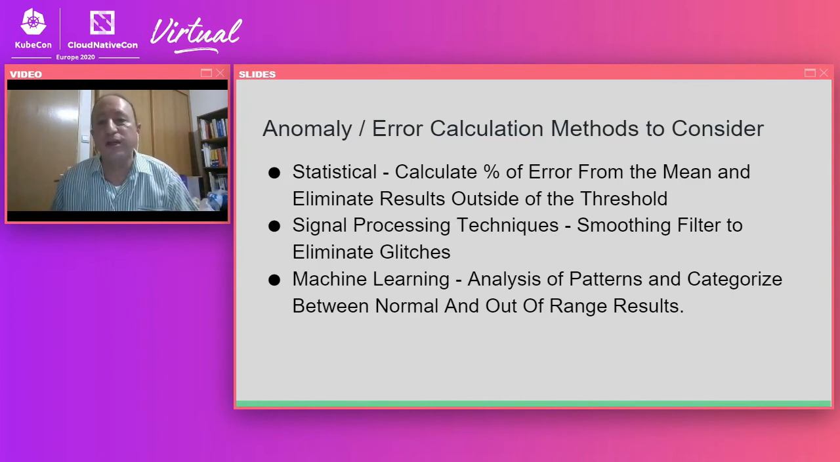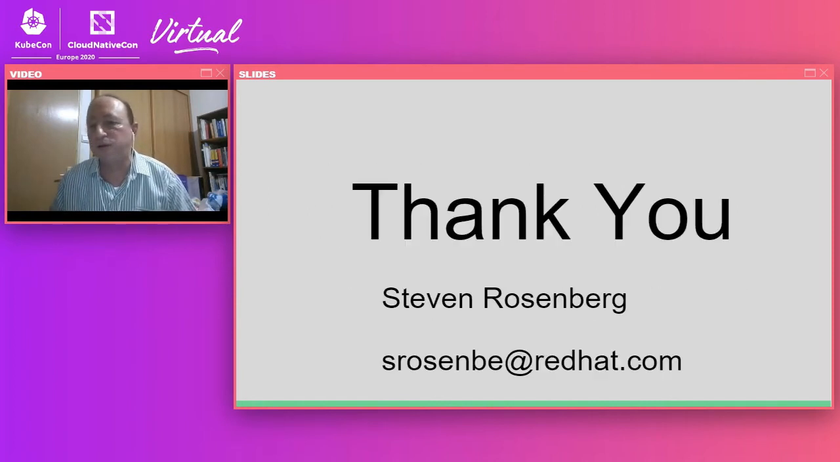Signal processing techniques, if we want to be more fancy, creating smoothing filters to eliminate glitches, and machine learning, analysis of patterns and categorization between normal and out of range results. These can all be used in order to eliminate the outliers and to only consider the actual valid data.